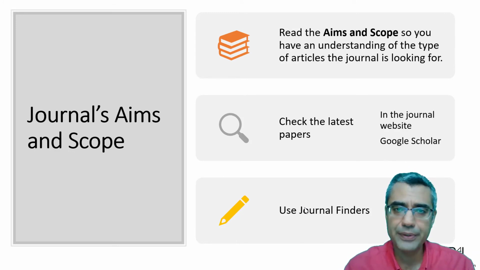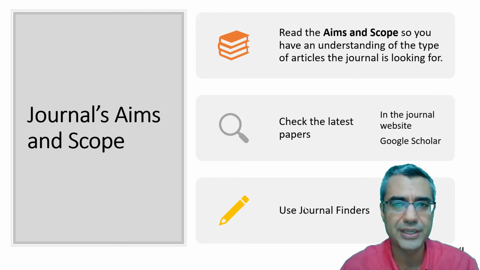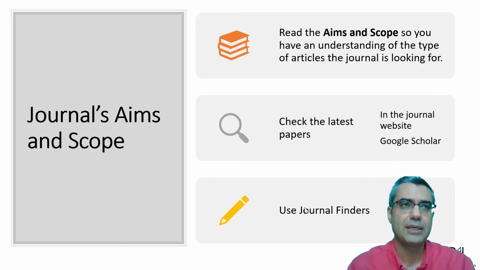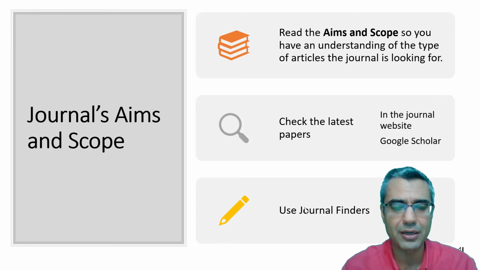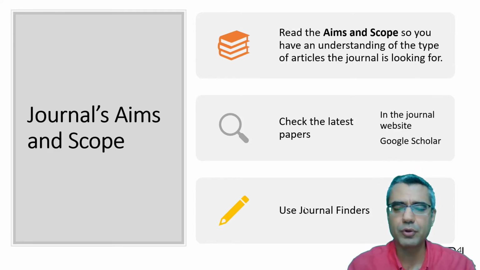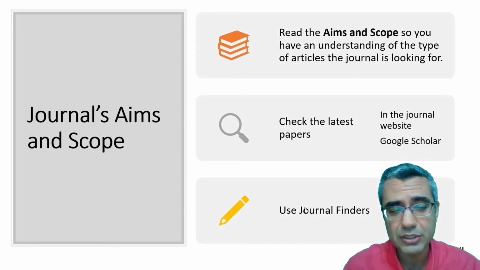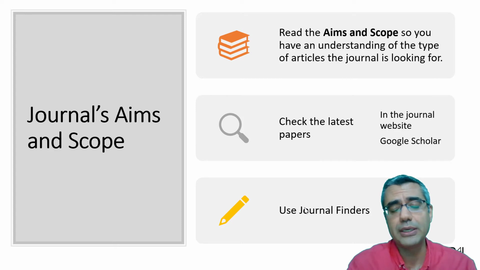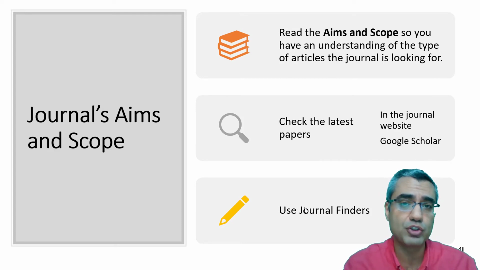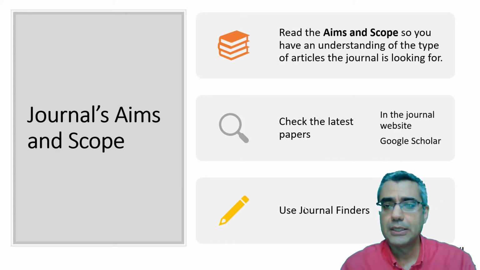Check papers recently published in that journal, for example, papers published in the past 2 years. See whether you find similar papers in the same field or area. If, for example, your paper is on financial literacy and the journal has already published a few, this means they may accept financial literacy papers, right?